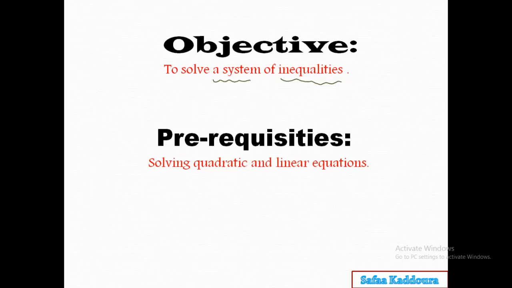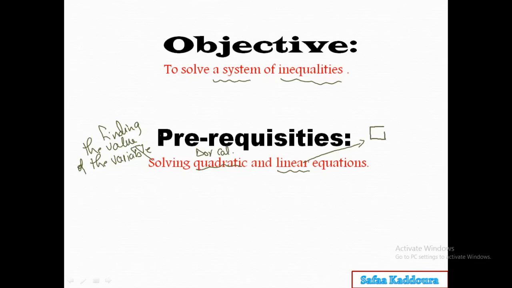I will remind you that solving means finding the value of the variable. This is the meaning of solving. Quadratic second degree, linear first degree. To solve a quadratic equation by using delta or calculator, we can find the root. By solving linear equations, we put x in one side or the variable, and in the other side we put the numbers.